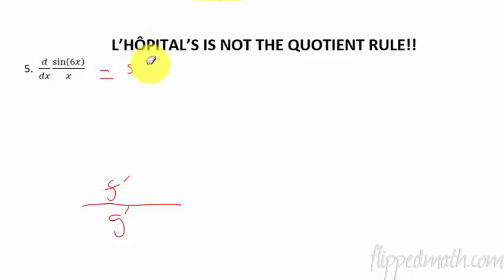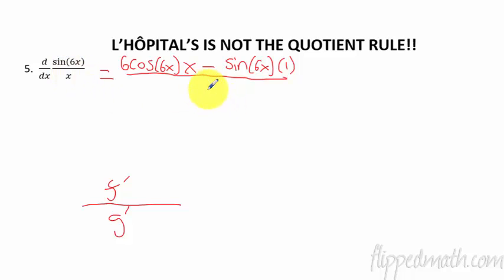Oops, I started off wrong. That derivative is going to be cosine of 6x times the inside, so I'm just going to put that 6 in front. And then you'll leave the second one alone, minus. And then we're going to leave the first one alone and get just sine of 6x. We don't touch that thing. Then you take the derivative of the one on bottom, which is just a 1. And then all over the bottom one squared, so that's x squared. That's the quotient rule.